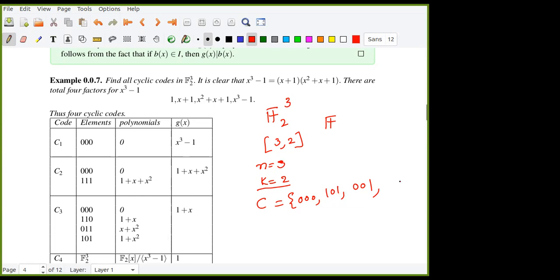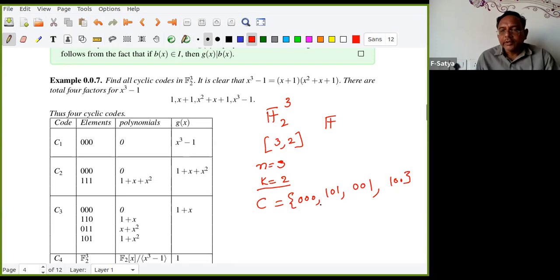1, 0, 0. Now these 4 will form a linear code or not. Try to look. You add any 2 here, it will be here only. The beautiful, simple thing. Right? Okay. These are fine. Now can you tell me, is it a cyclic code?